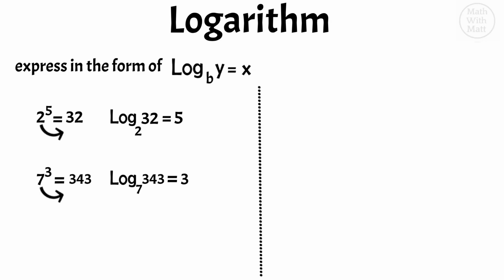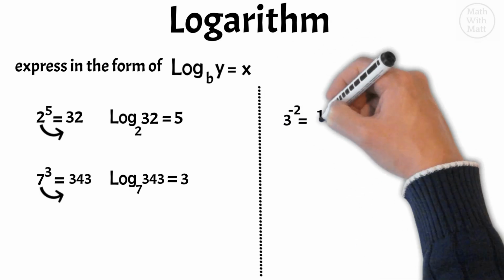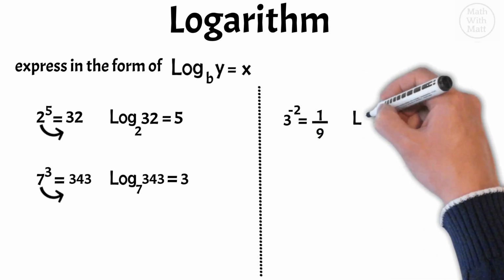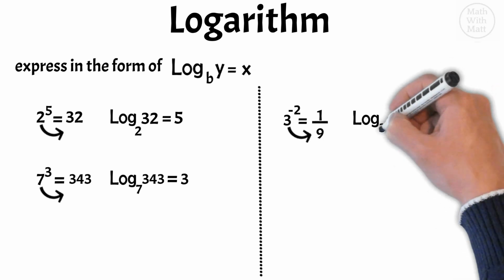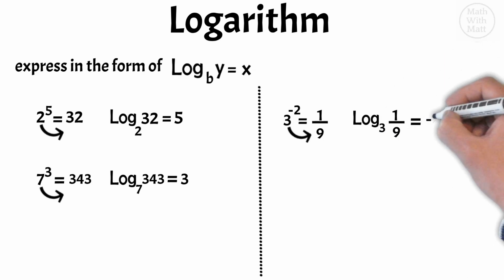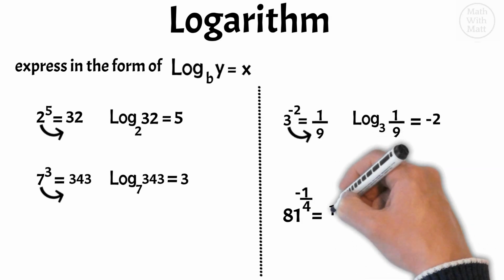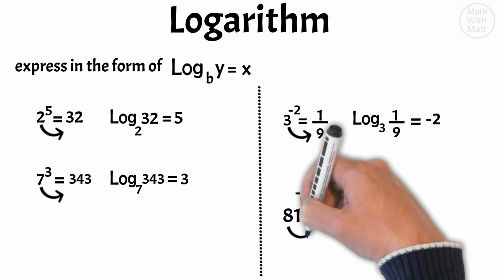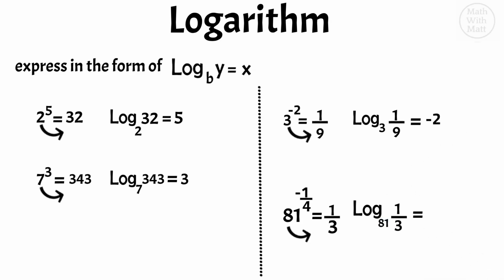Easy, right? How about exponents with negative powers, like 3 to the power minus 2, which is 1 upon 9, and in log form we get log of 1 upon 9 to base 3, which equates to minus 2. Another one we see here is 81 to the power of minus 1 upon 4, which equates to 1 upon 3. In log form we get this as log of 1 upon 3 to base 81, which equates to minus 1 upon 4.